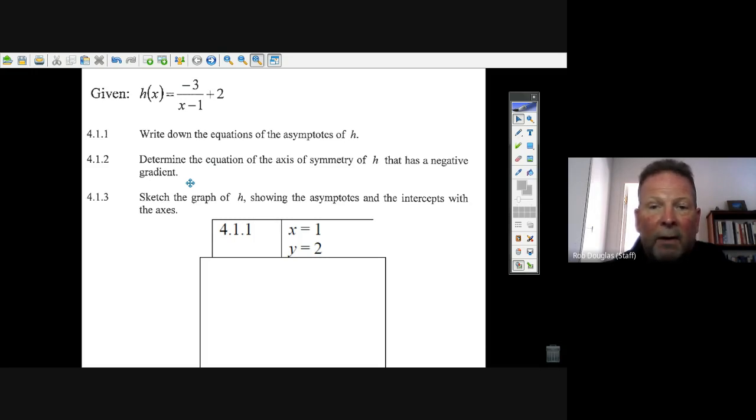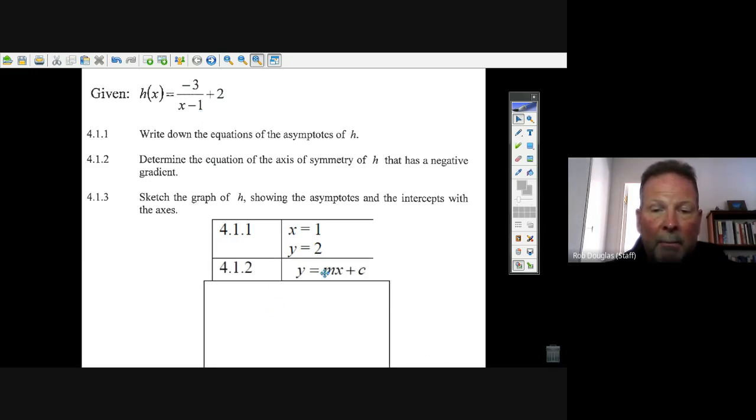Determine the equation of the axis of symmetry of H that has a negative gradient. Well, our hyperbolas always have two possible forms, either y equals x plus some y-intercept c, or y equals minus x. So it must be, m must be minus 1, okay?